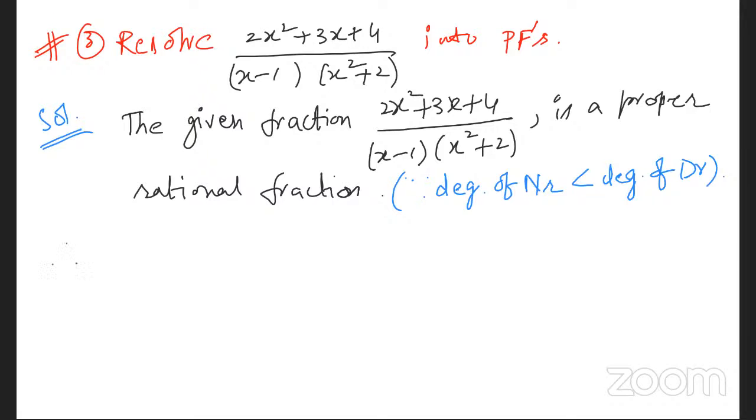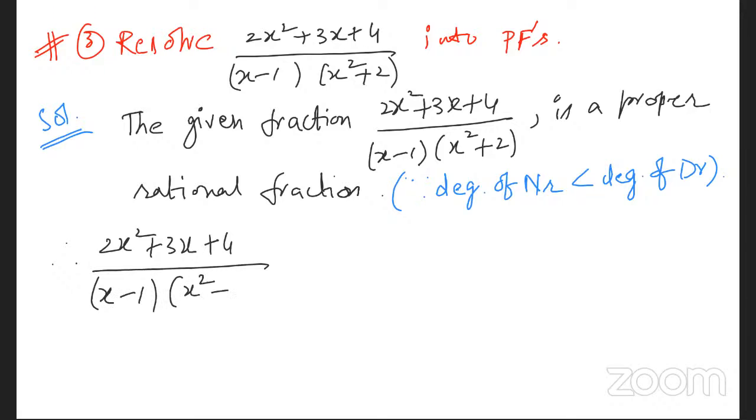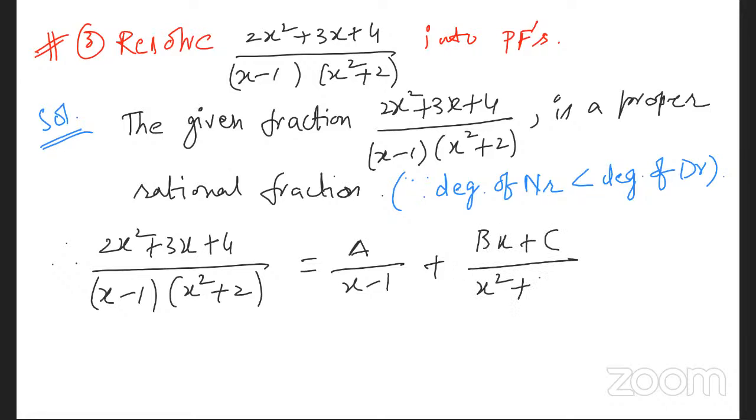Therefore, (2x² + 3x + 4)/((x - 1)(x² + 2)) can be written as A/(x - 1) + (Bx + C)/(x² + 2), because it is an irreducible quadratic factor, a non-repeated irreducible quadratic factor. So we'll consider this as equation 1. So we'll try to simplify further.